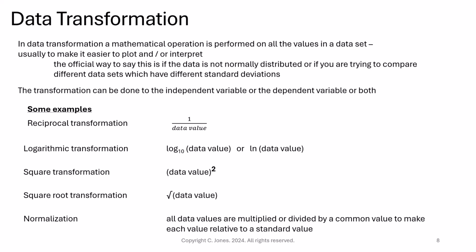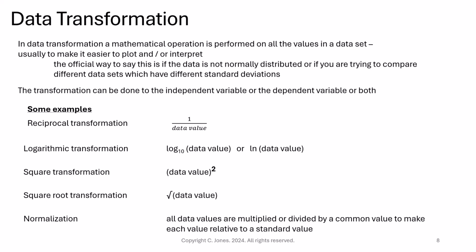So basically we do the transformations because it makes things easier to plot. It might do a better job of illustrating a relationship between the variables, okay? And so what you're really saying is if the data is not normally distributed, or if you're trying to compare different data sets which have different standard deviations, you might have to do a transformation.